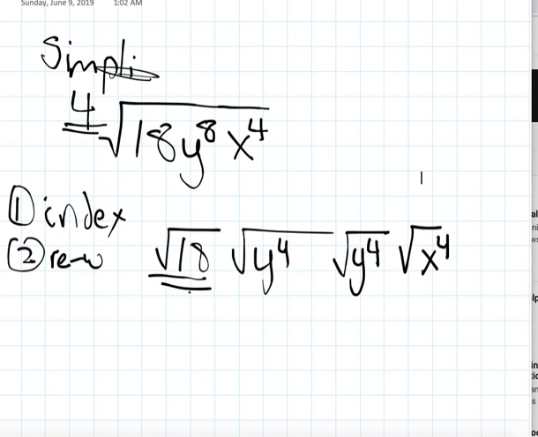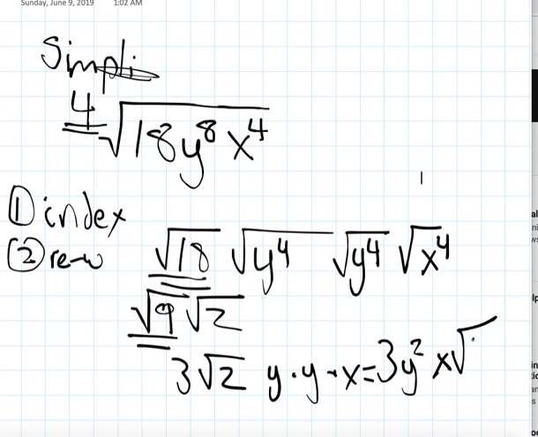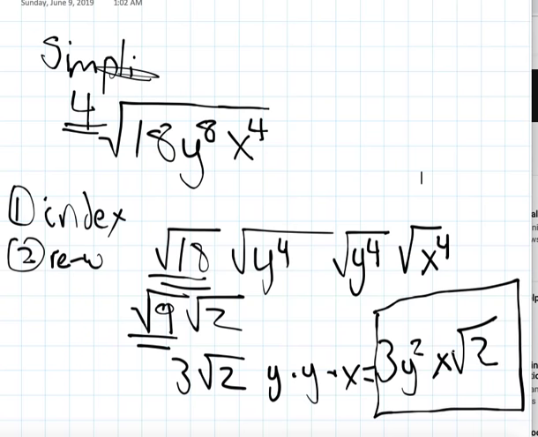Of course, I can simplify. That's the video you should watch about simplifying using perfect squares. So that becomes 3 root 2. The y's here came out and the x came out. So the answer is going to be 3 y squared x times root 2. Here I organize it in a way it looks better, leaving the radical at the end.